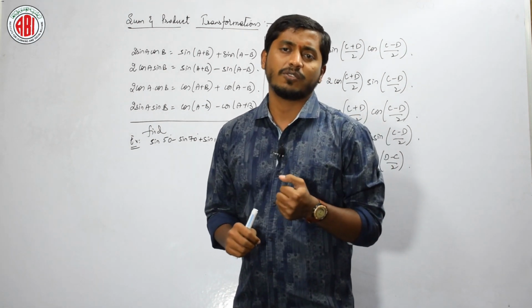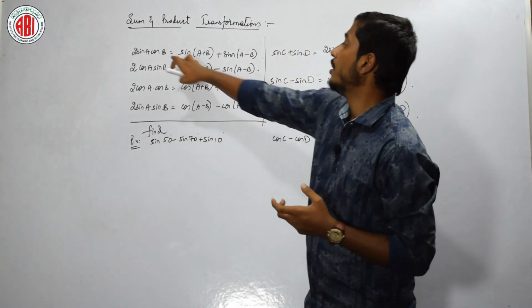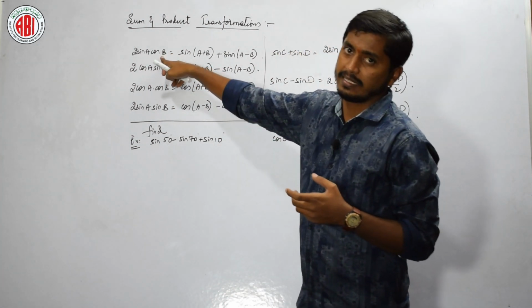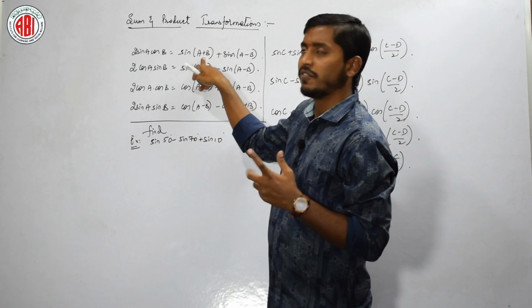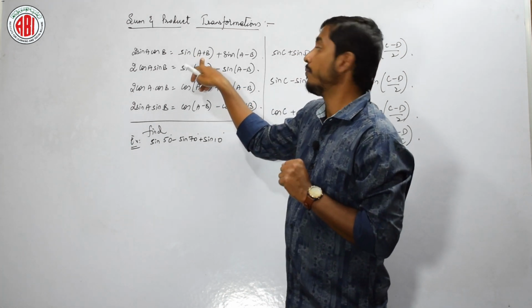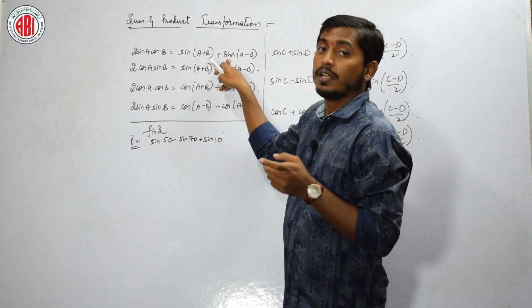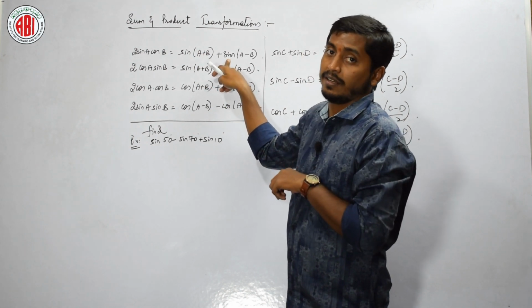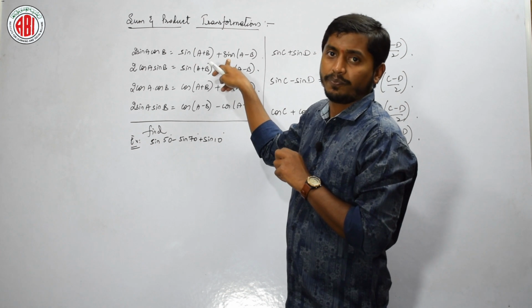What happens if we add those both? It will become 2 sin a cos b, isn't it? If it is sin of a plus b, what is the formula? sin a cos b plus cos a sin b. If it is sin of a minus b, right, sin a cos b minus cos a sin b, isn't it?